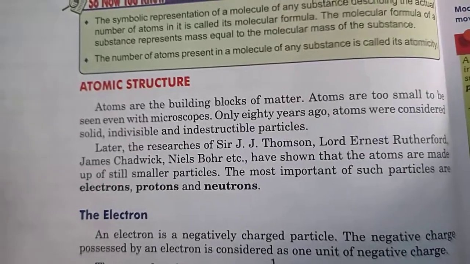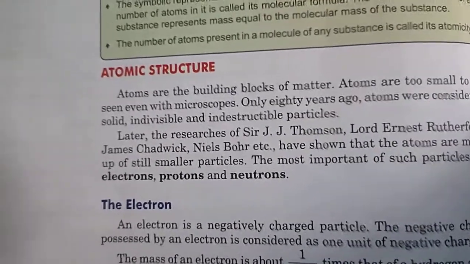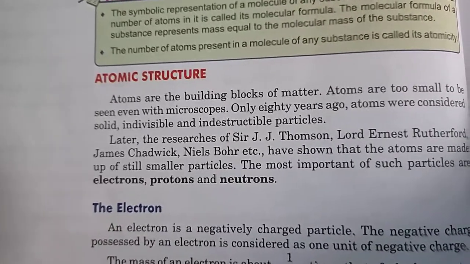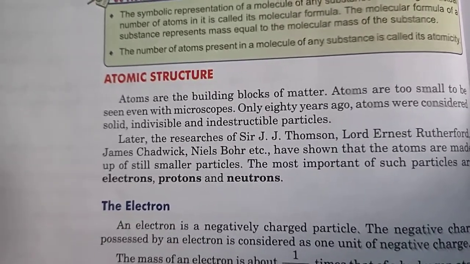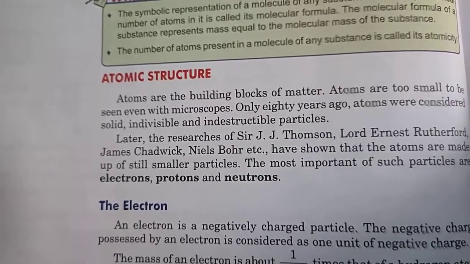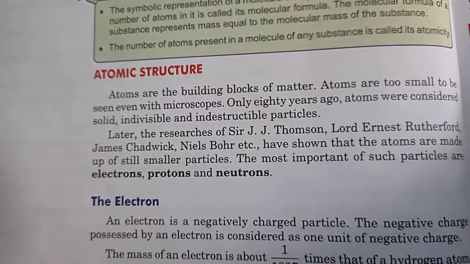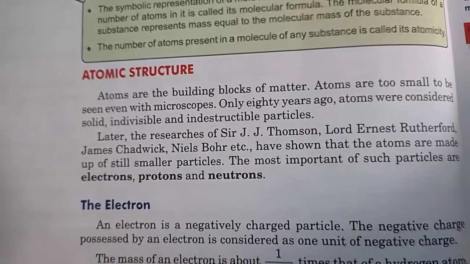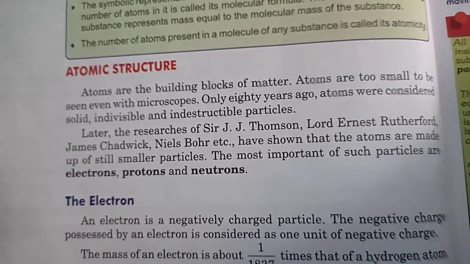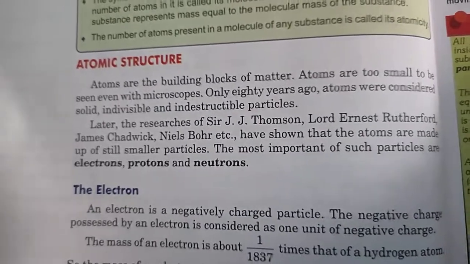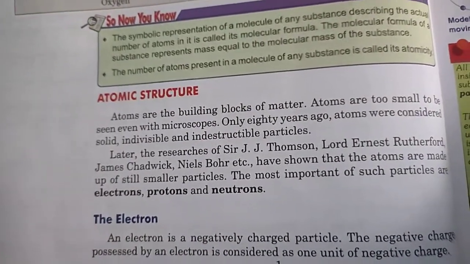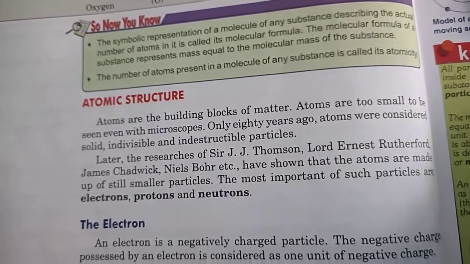Now we will learn atomic structure. See, we know that atoms are the building blocks of matter. Atoms are too small, we cannot see them by our naked eye, so we see them with a microscope. With the help of a microscope, we can see atoms. So atoms were considered solid. We know that atoms are indivisible, right? We have learned in the previous classes that atoms are indivisible.